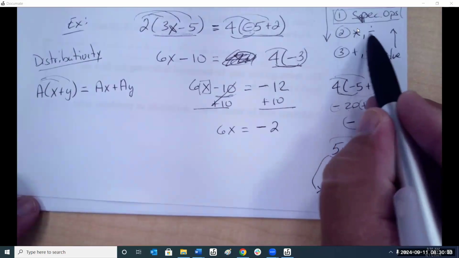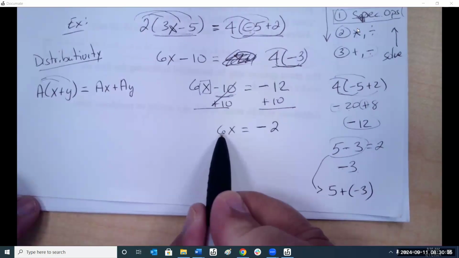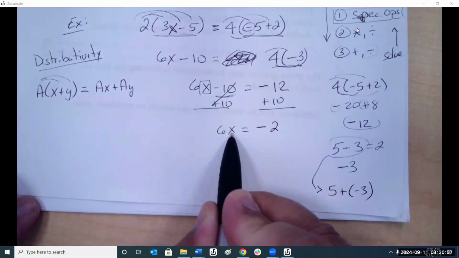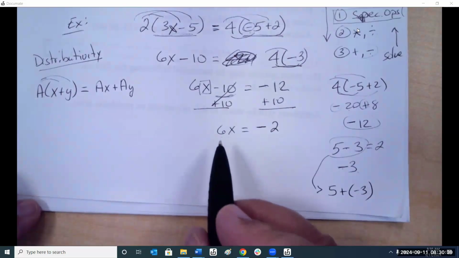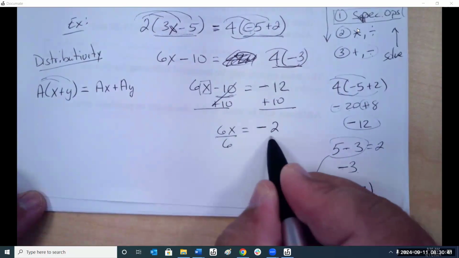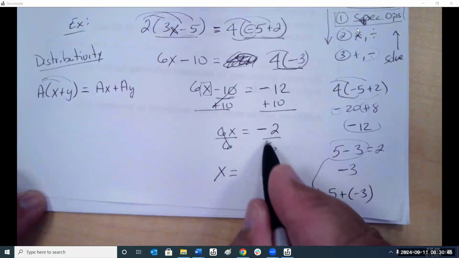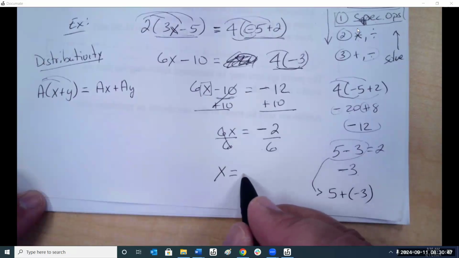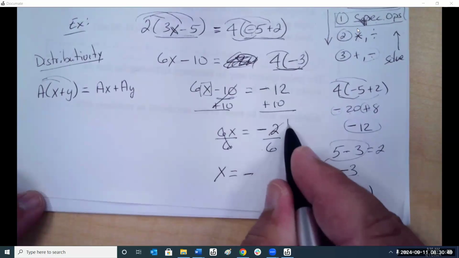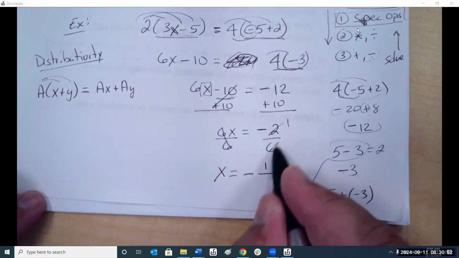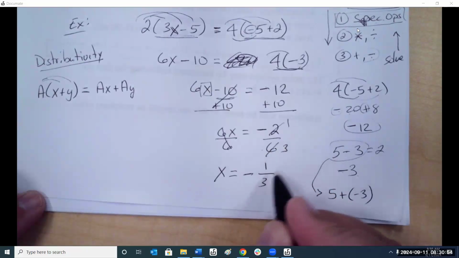So my last step, are there any more plus minuses? No. So I have to do multiplication division. I have 6 times x. What's the opposite? Divide by 6, both sides. So there's negative, positive, so the answer is negative. 2 goes into 2 once. 2 goes into 6 3 times. And there's your answer.